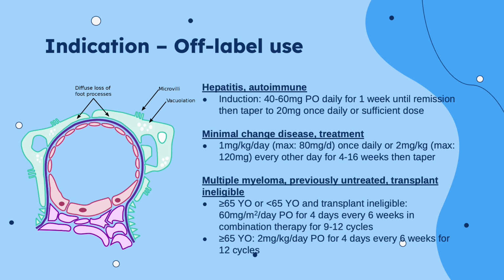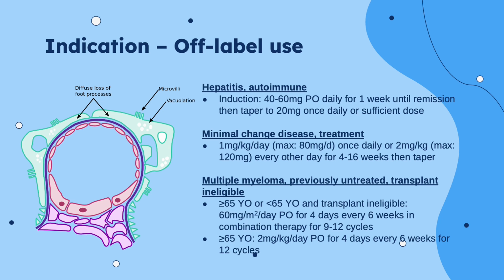For previously untreated and transplant ineligible multiple myeloma in patients greater than or equal to 65 years of age or less than 65 years of age and transplant ineligible, oral dosages are 60 mg per meter squared per day for 4 days, every 6 weeks for 9 cycles in a combo regimen, or 60 mg per meter squared per day for 4 days every 6 weeks in combination for 9 cycles, or 2 mg per kg per day for 4 days every 6 weeks in a combination.